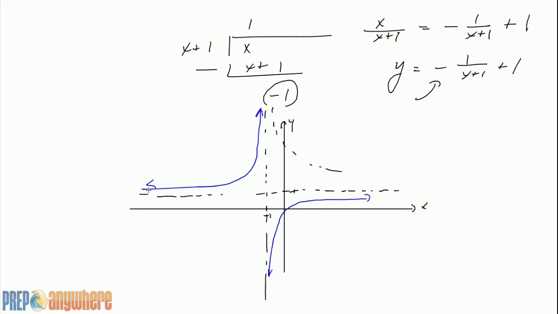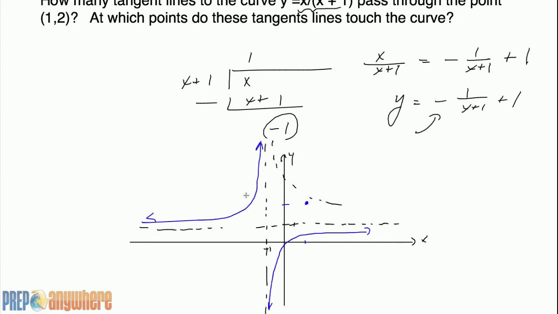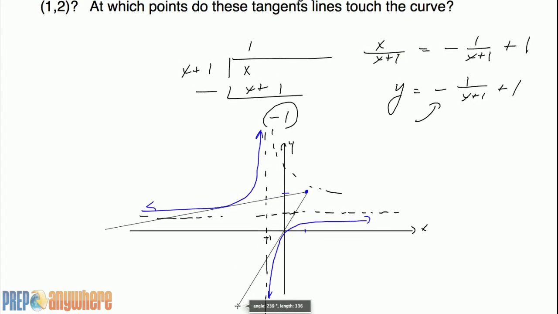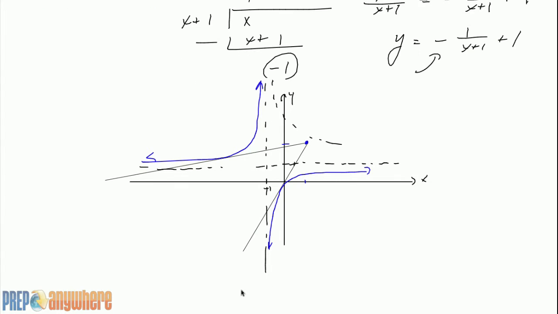So the question is, from the point (1, 2), so (1, 2) is about there, how many tangent points do we have? Okay, well, you can see, you can draw one over there. You can also draw one over there. So the next part is, at which points, like what are these actual points? What are the coordinates?